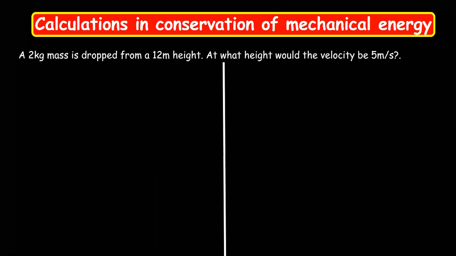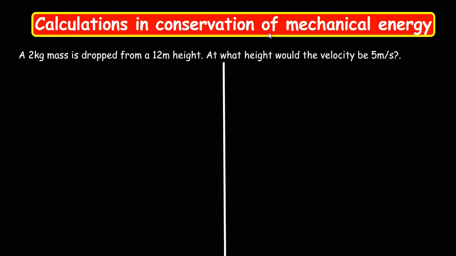A 3 kilogram mass is dropped from a 12-meter height. At what height would the velocity be 5 meters per second? So we are going to also interpret this question using a diagram. Let me get my pen. This time around, I want to use green color. I love green. So I'm going to put the ground level here. This is ground level.